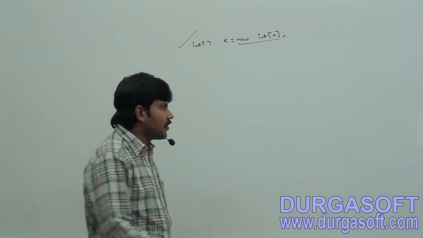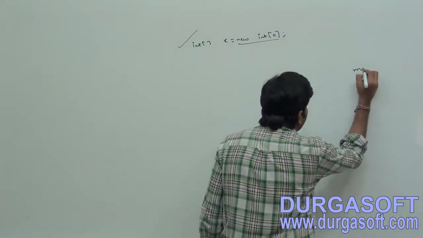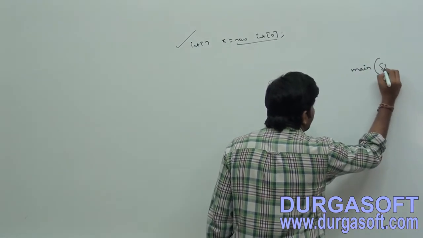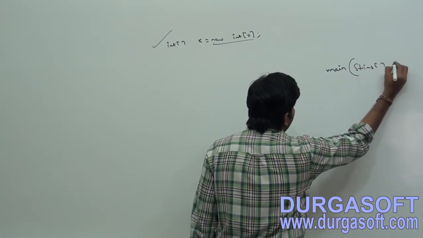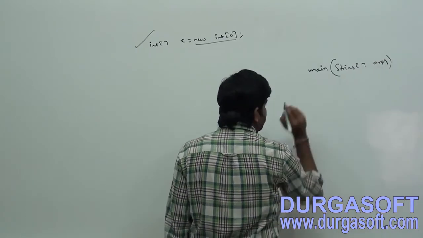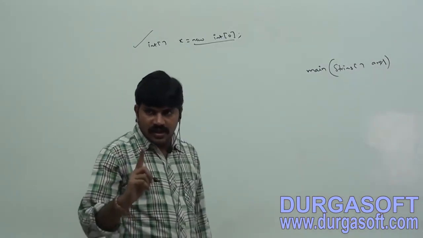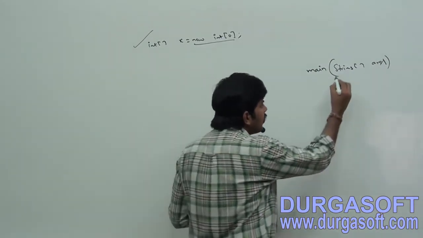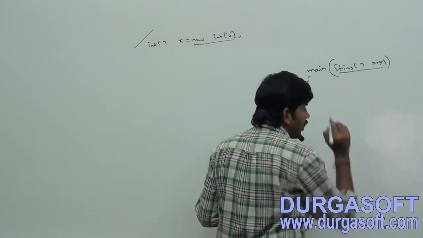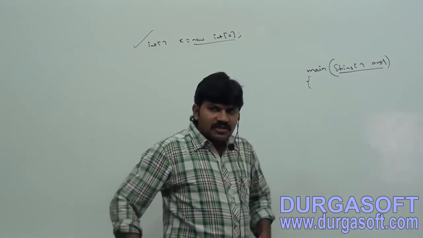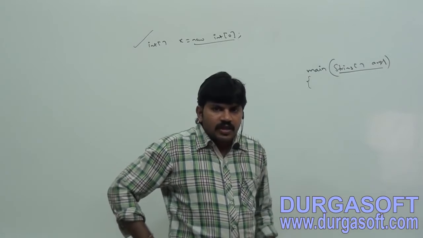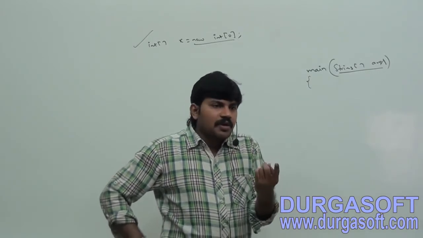The best example for you: we have the main method. What is the argument to the main method? String array args. Now, what are these? They are command line arguments. But how many times are you passing command line arguments? If I execute 100 times, maybe 1 time or 2 times.